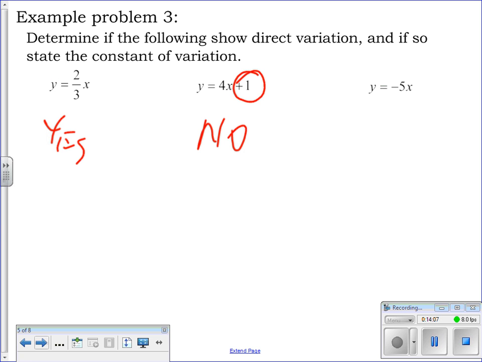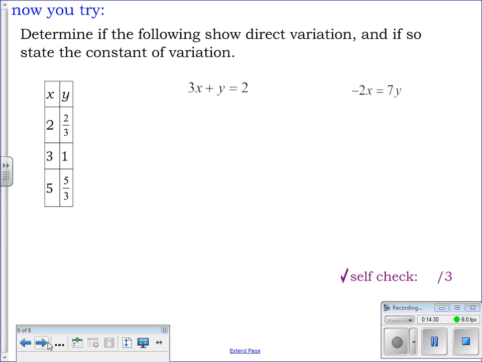Next one, yes or no? Yes. And what's my constant of variation in this one? My k is what? K equals -5. K in this one is 2/3. Pretty easy, right? Your turn.